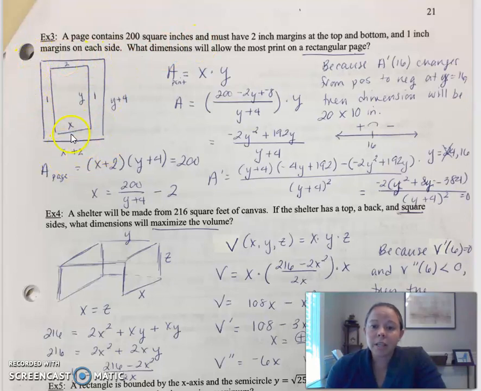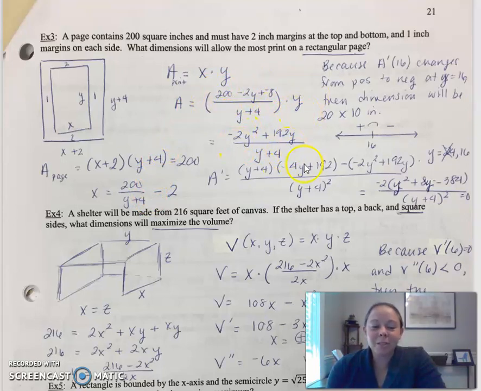So notice I did x plus 2, y plus 4 to add in the margins. And I multiplied and set that equal to 200 so I could solve for one of these variables. So I had to divide over the binomial and subtract over 2. But this lovely expression can replace the x. But that's what you're going to find the derivative of.